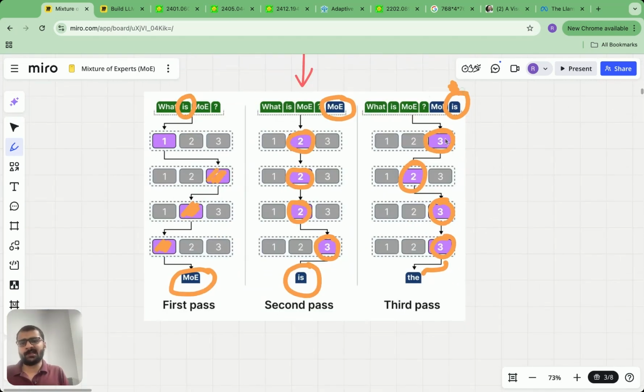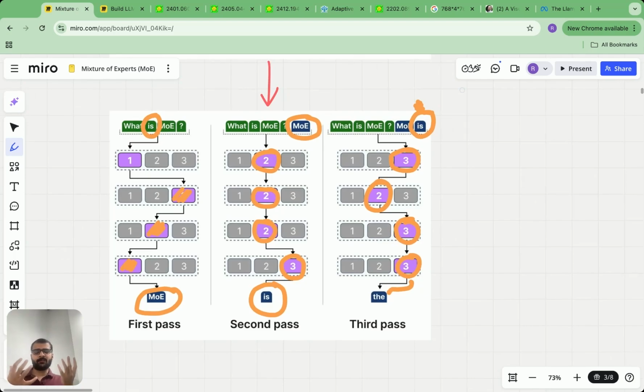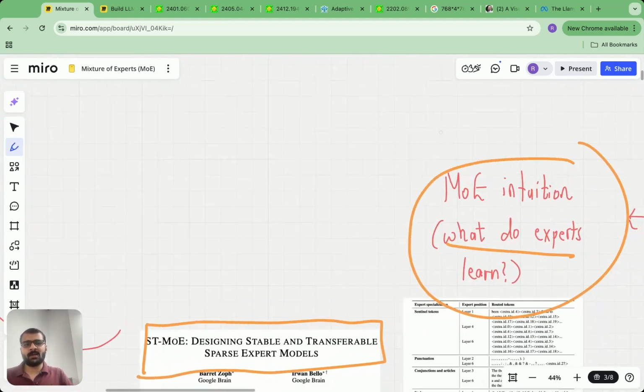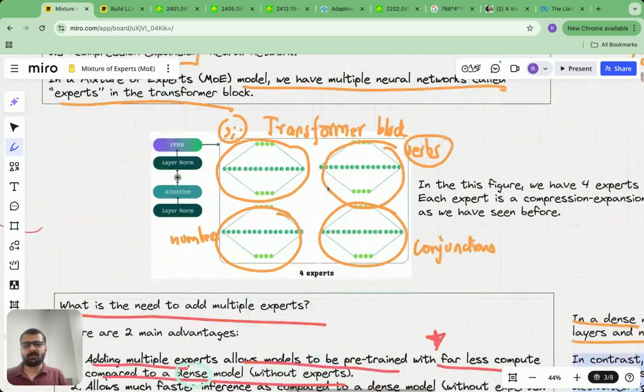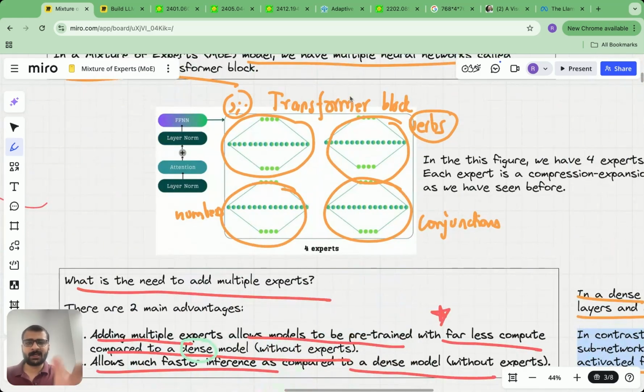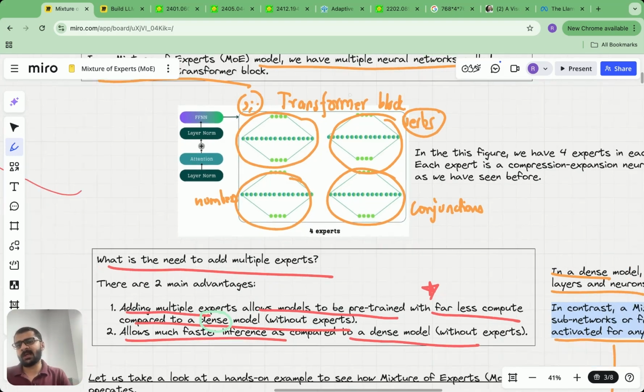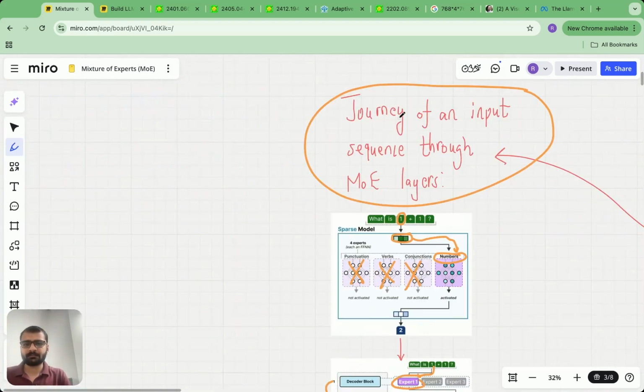So the point of this illustration is that when you think of mixture of experts, normally people just think of this one neural network replaced with multiple neural networks. But this replacement happens across all the transformer blocks. So I have multiple neural networks not just in one transformer block but in all transformer blocks. So that visualization is very important for you to keep in mind.